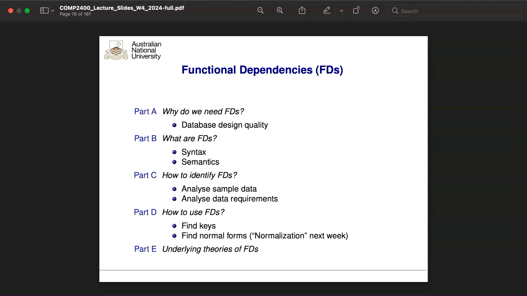The first part is, why do we need functional dependencies? Because we learn functional dependencies, but why do we need that? Then we will go to the second part: what is a functional dependency? Then how can we find the functional dependencies when you do database design? Then how can functional dependencies be really useful? Then finally, we will talk about some theory behind how we can find and use functional dependencies. So that's the plan for today.